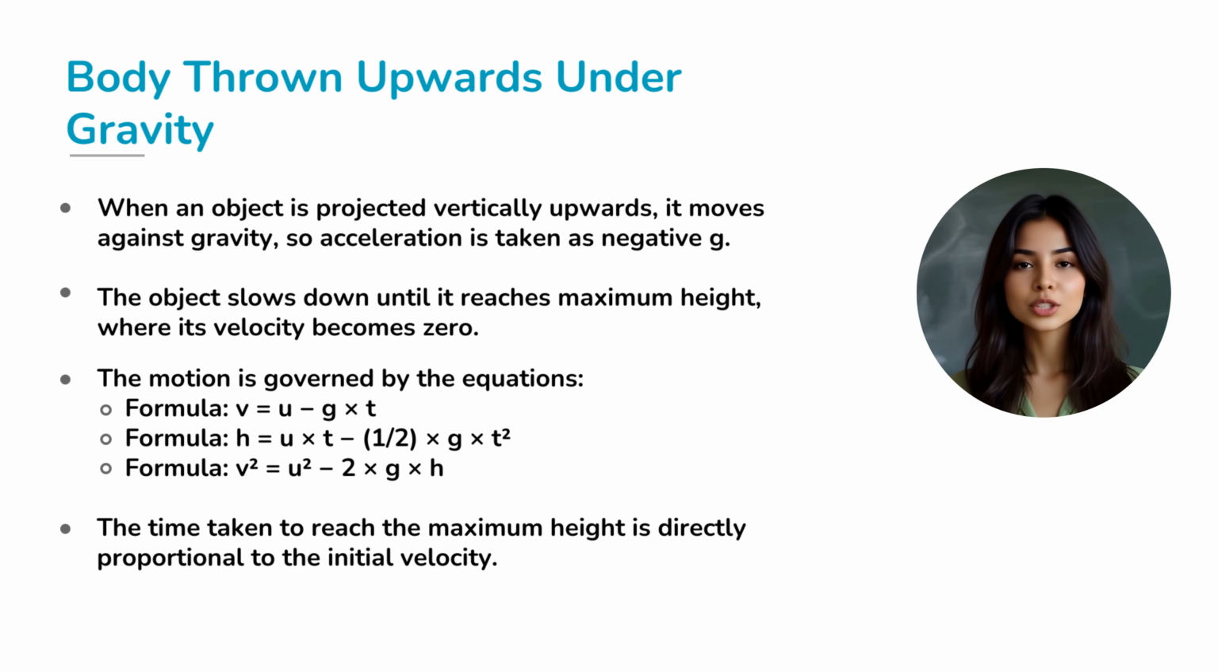Now let's reverse the situation. What happens when a body is thrown upward? In this case, the motion is against gravity, so we take the acceleration as negative g. As the object rises, it slows down and eventually reaches a maximum height, where its velocity becomes zero. The equations that govern this motion are v equals u minus g multiplied by t, h equals u multiplied by t minus 1 by 2 multiplied by g multiplied by t squared, and v squared equals u squared minus 2 multiplied by g multiplied by h. Here, the time taken to reach the maximum height is directly proportional to the object's initial velocity.